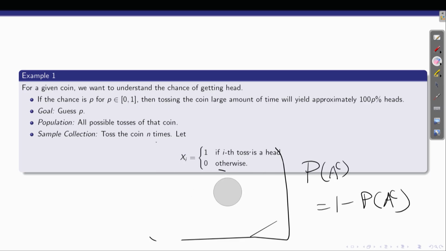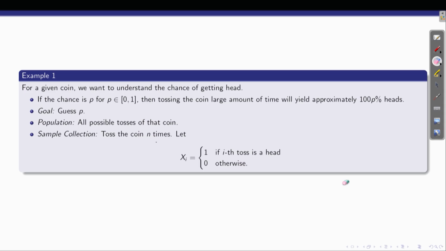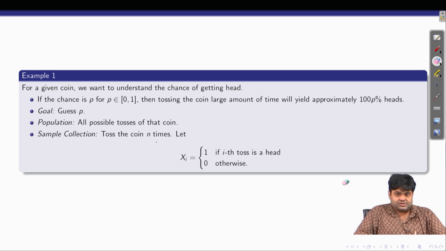So, just to give you an example, I will start with this coin tossing again and again. If you study any probability statistics book, you will almost get bored with coin tossing in the first part, but it is kind of illuminating, that is why we use it. So, this is one example. Given a coin, we want to understand the chance of getting head. Remember, we can only understand chance. It is not possible to predict for a particular toss with 100% surety whether it will be head or tail.